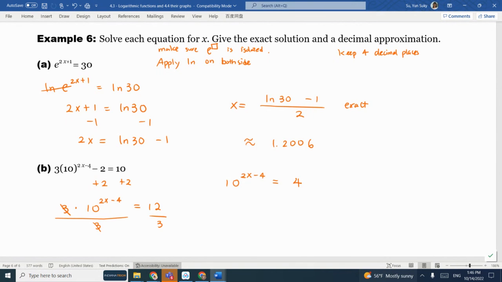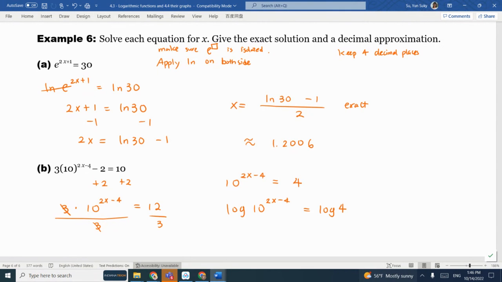How do you get rid of the 10? We apply log base 10. Yes, the exponential function and natural log are inverse functions. 10 to the x and log base 10 are inverse functions. So on both sides we apply log instead of ln. Okay, log is base 10. So log of 10 to the 2x minus 4 equals log 4.